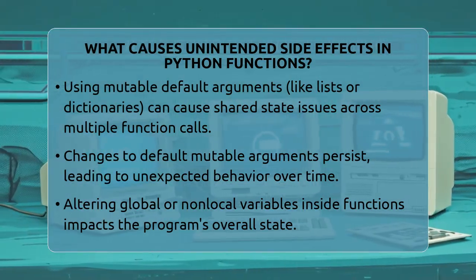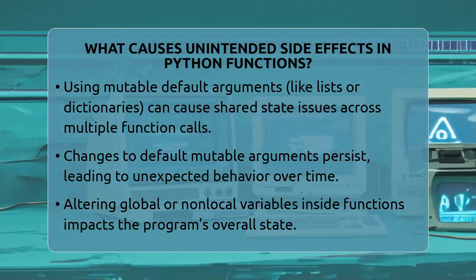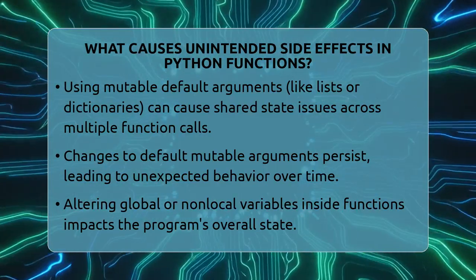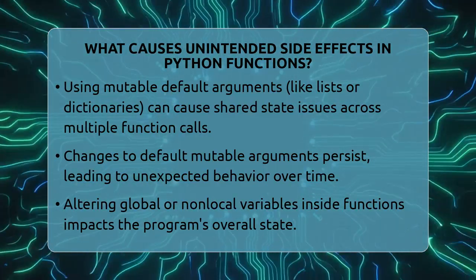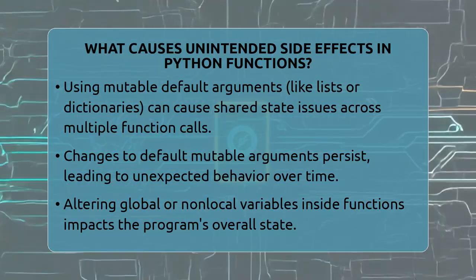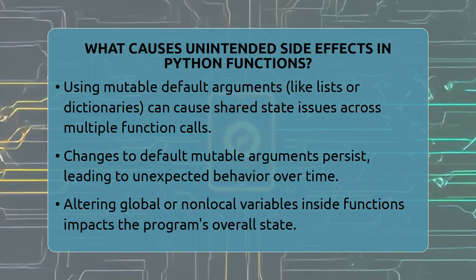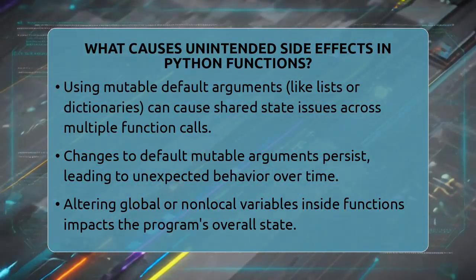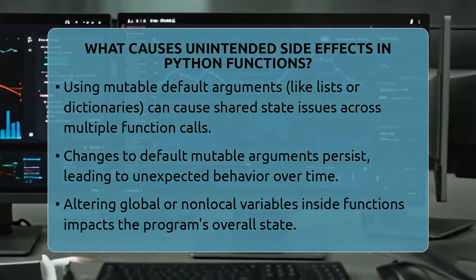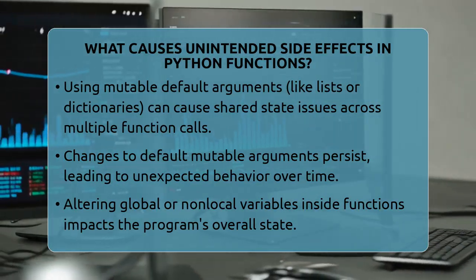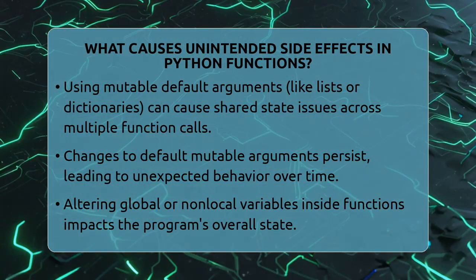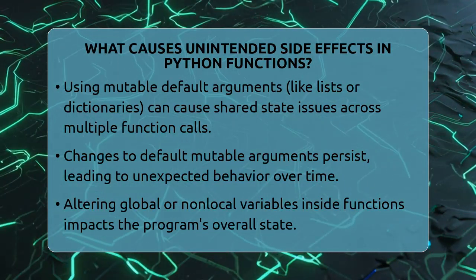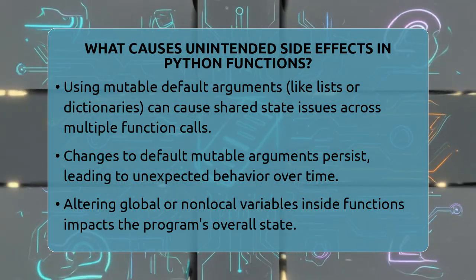also gets updated. Another cause is using mutable default arguments. When you define a function with a default argument like a list or dictionary, that default object is created once and shared across all calls. So, if you modify it during one call, the changes stay for the next call, leading to unexpected behavior. For example, if you have a function with a default list and append to it each time, the list keeps growing. Changing global or non-local variables is another way side effects sneak in.